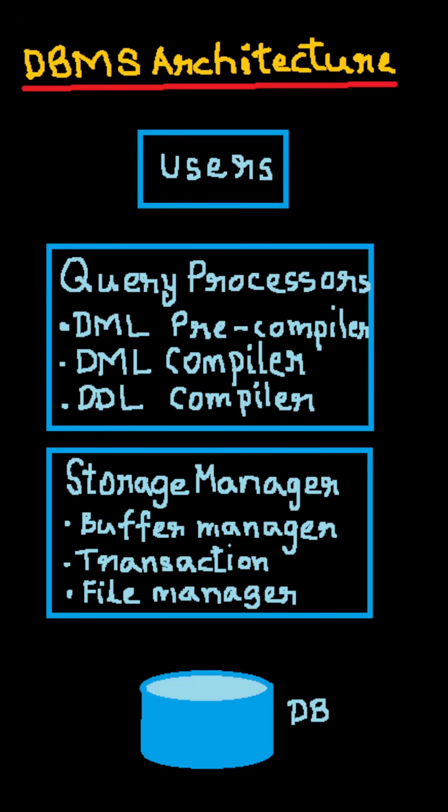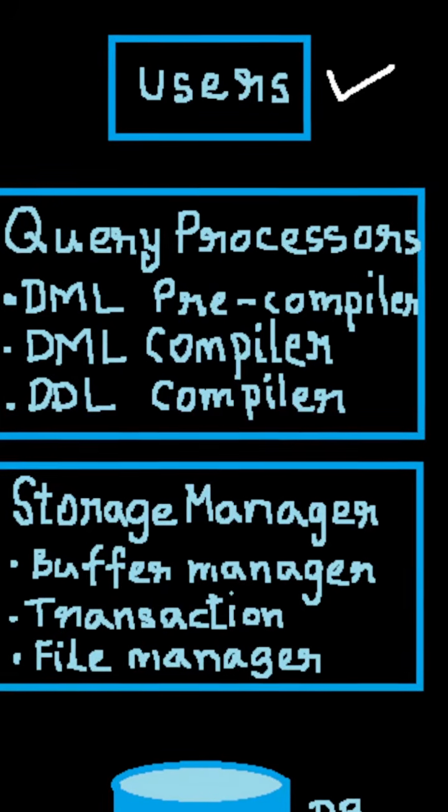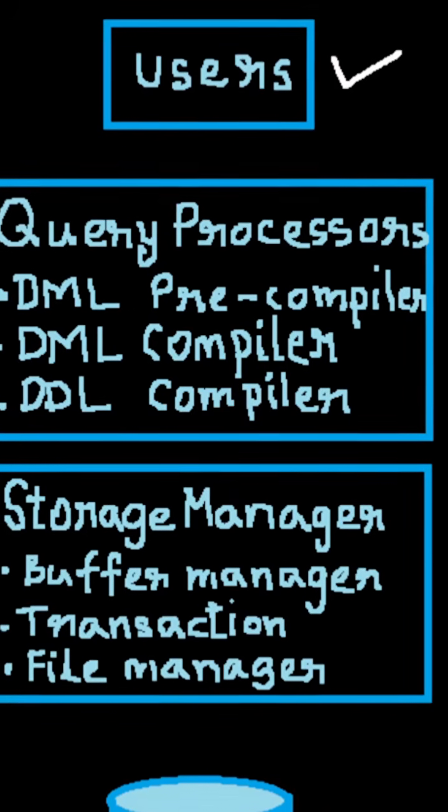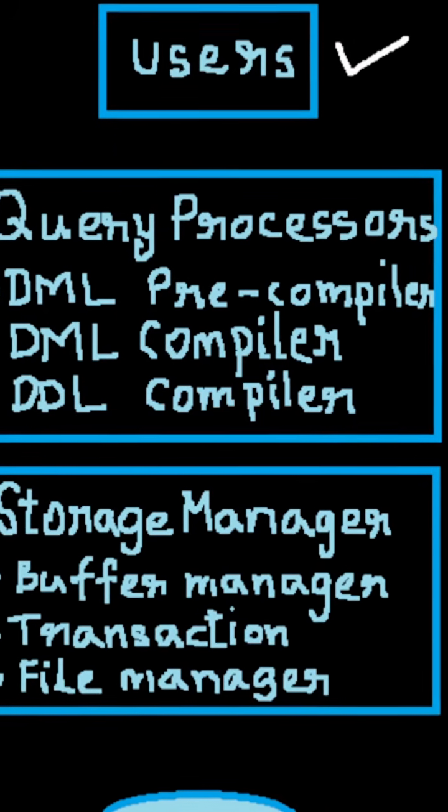In this video, let's understand the overall architecture of a DBMS. At a high level, DBMS architecture has three main parts: users, query processor, and storage manager. Users send requests to the query processor. The query processor understands the request and prepares it for execution. The storage manager manages access to the data stored in the database.